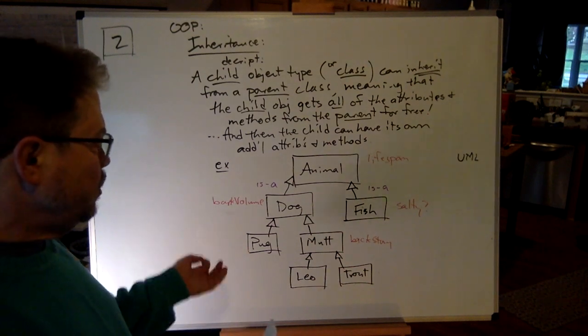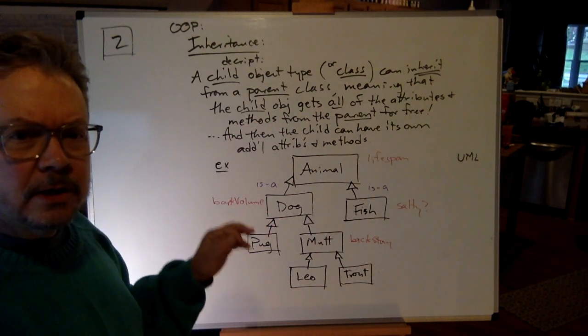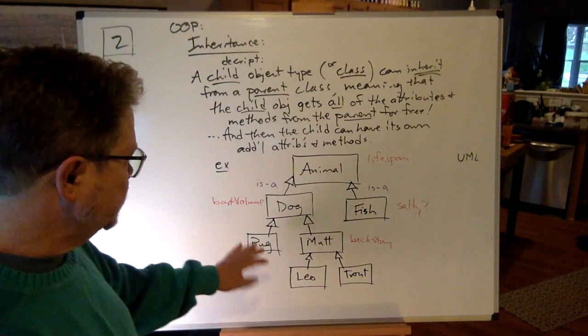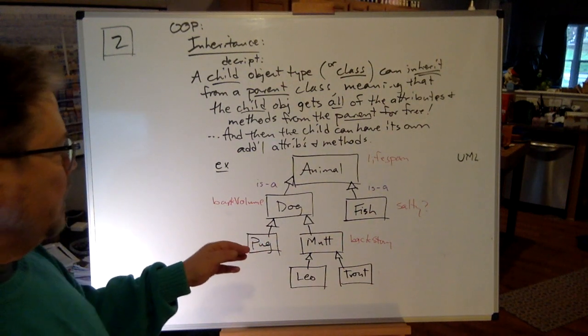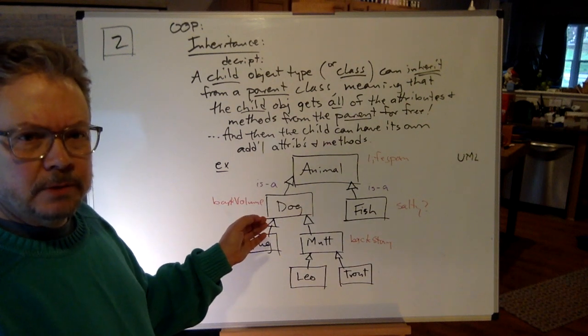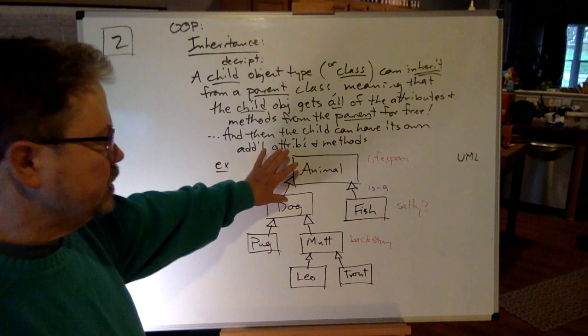Why would we even do this? Why don't we just take all the different properties, all the different things they can do? Fetch, that might be a method for the dog object. We're telling the dog to go fetch something. Make a noise, bark. That could be a method for the dog object. So we've got methods and attributes and so forth that apply to dogs, but not all animals.